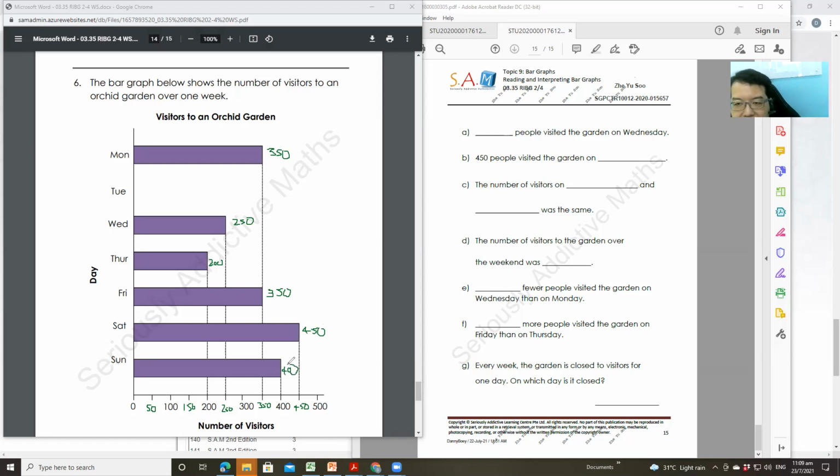Okay, can we do the questions now? How about for the last question, let's do it together. Okay, so A, how many people visited the garden on Wednesday? If you have taken a look at what we have already written on the bar graph, the answer is on Wednesday, 250. B, 450 people visited the garden on, let's look at 450, and that's Saturday.